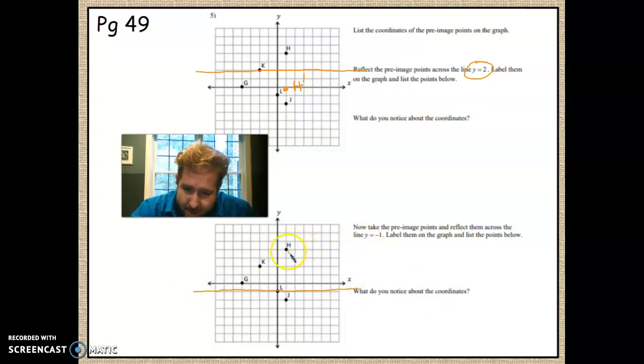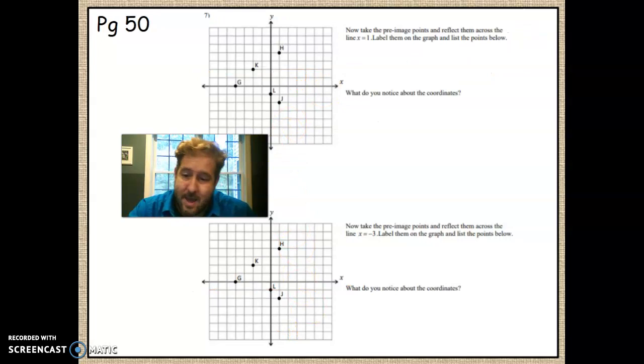So if I keep using point H as an example, 1, 2, 3, 4, 5, 1, 2, 3, 4, 5. So H prime should be equidistant, but on the other side of that line of reflection. All you have to do is count to the line and do the same on the other side. X equals 1 would be this line, so it's a vertical line. Now H is already on that line, so it doesn't go anywhere. You can just call it H prime.